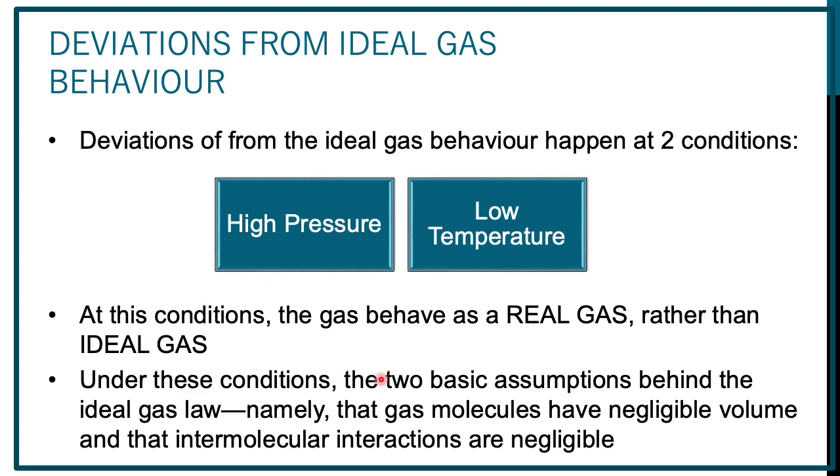Under these conditions, the two basic assumptions behind the ideal gas law, namely that gas molecules have negligible volume and that intermolecular interactions are negligible, no longer hold. Previously, the kinetic theory said that gas molecules have negligible volume, right? But under these conditions, those assumptions of the kinetic theory are no longer valid.